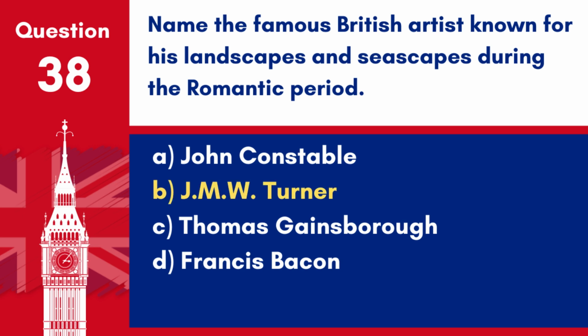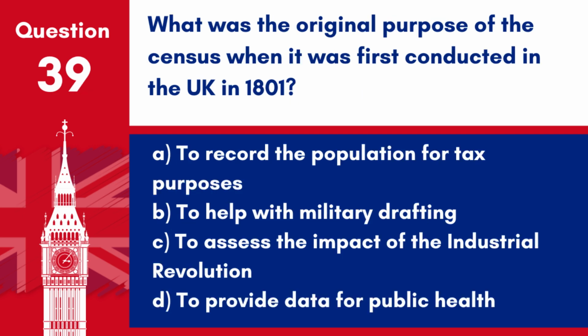Answer B. J.M.W. Turner. J.M.W. Turner is known for his landscapes and seascapes during the Romantic period. Question 39. What was the original purpose of the census when it was first conducted in the UK in 1801? A. To record the population for tax purposes. B. To help with military drafting. C. To assess the impact of the Industrial Revolution. D. To provide data for public health.